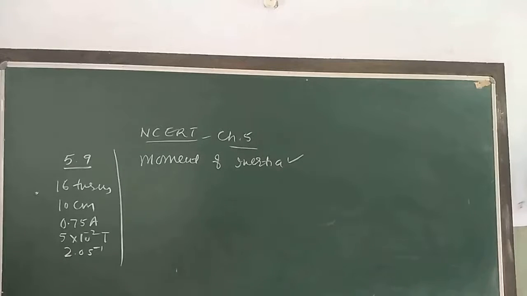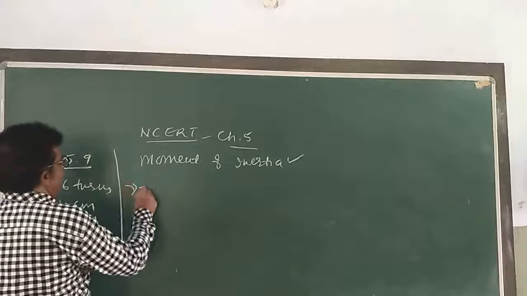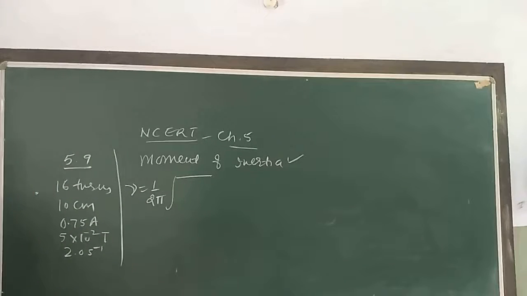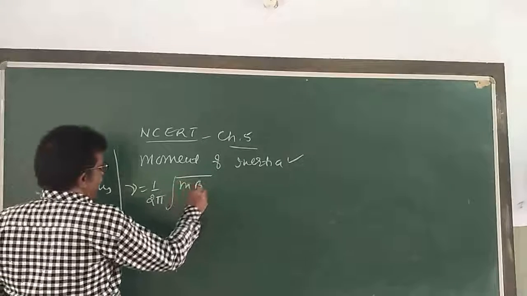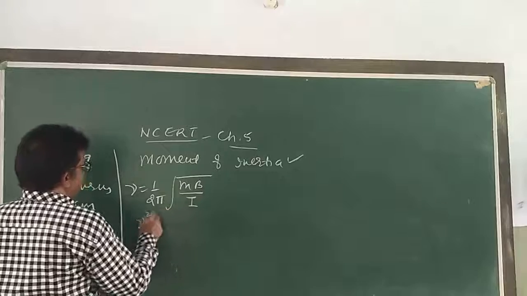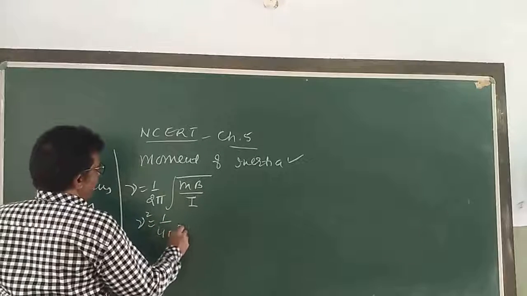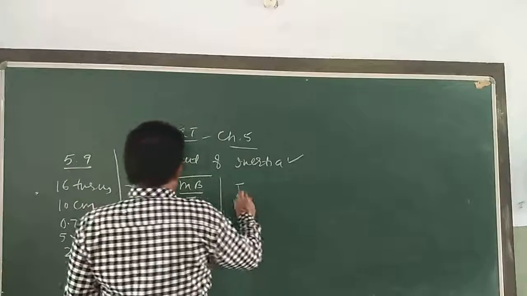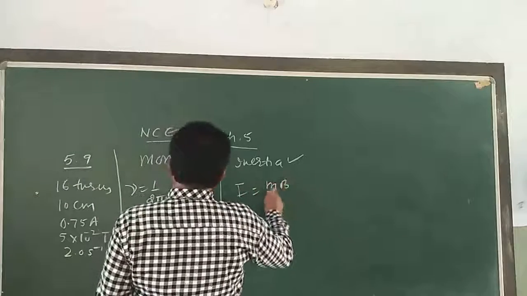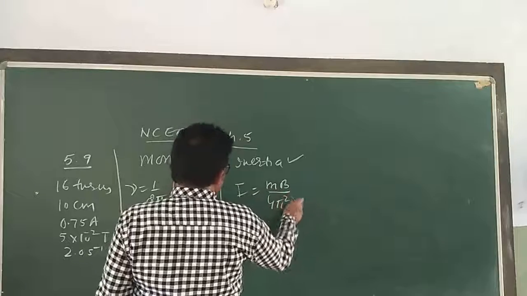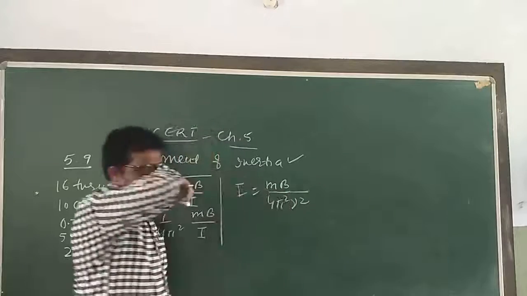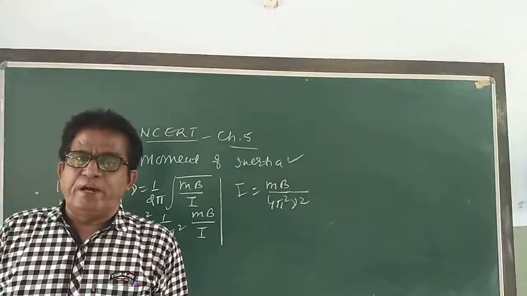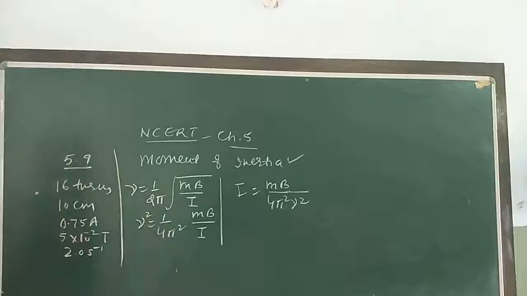formula for the frequency here, my dear children: nu is equal to 1 upon 2 pi under root of mB upon I. You have to remember this formula here. Squaring both sides, nu square equals 1 upon 4 pi square mB upon I. I comes out to be mB divided by 4 pi square nu square. This is the formula. We have not studied this, but you have to remember it in this question.